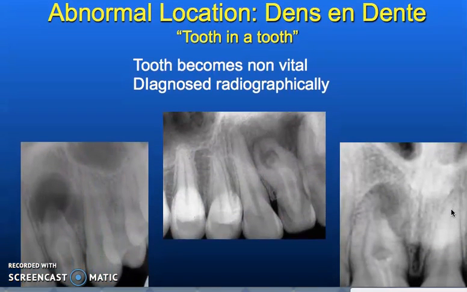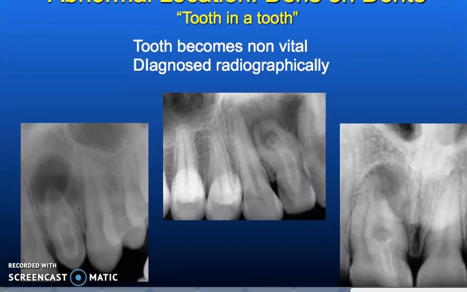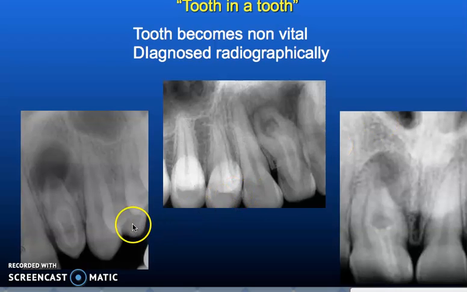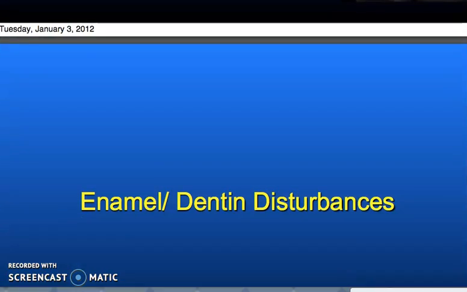So an abnormal location, dens invaginatus, a tooth in a tooth. So the tooth becomes non-vital and it's diagnosed radiographically. So obviously something the dentist cannot see without a radiograph. So right here you have some enamel and dentin that's forming like a little tooth inside of the tooth. You have it here, and then you have a little bit happening right here. So that's what that is, dens invaginatus, tooth in a tooth.